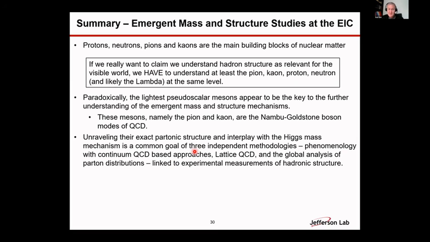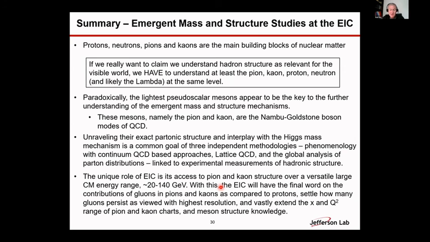So unraveling that particle structure, the interplay with the Higgs mechanism, mainly through the kaons, is a joint call of theory, phenomenology with QCD-based approaches, lattice, and just global analysis of parton distributions. And you're going to hear more about that later. And of course, we want to link that to experimental measures because our field is experimental. We don't believe anything unless we have an experimental measurement.